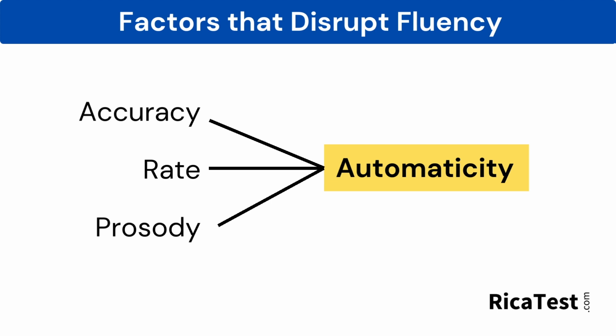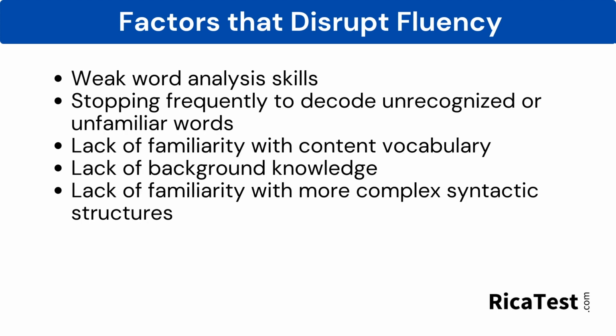There are, however, factors that work to disrupt fluency. So let's talk about these now. Weak word analysis skills, stopping frequently to decode unrecognized or unfamiliar words, lack of familiarity with content vocabulary, lack of background knowledge, and lack of familiarity with complex syntactic structures will all disrupt fluency. Let's go over the first right now.